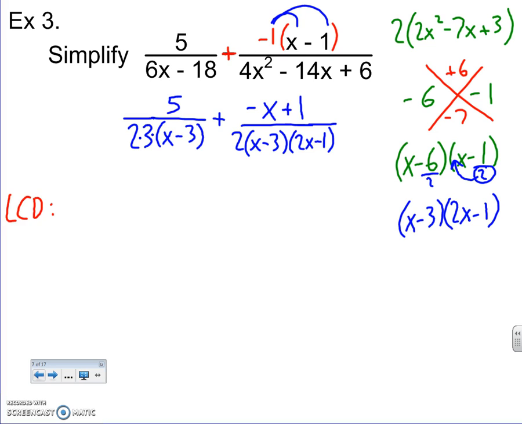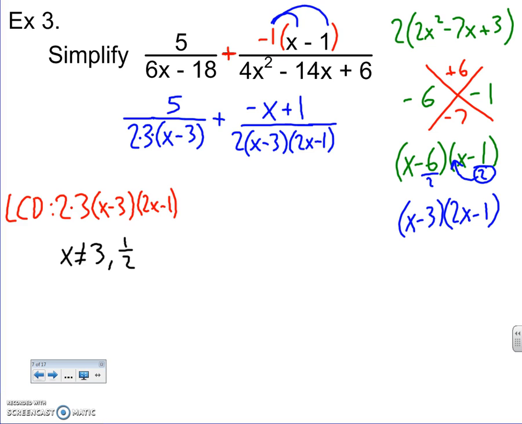So I see a 2 in both of them, so I just need one of them. I see a 3. X minus 3 is a repeat in both, but it just appears once, so I need one of them. And I need 2x minus 1. That's my LCD. Let's do the restrictions now before I forget. Remember, 2 doesn't have a restriction, 3 doesn't have a restriction, but x cannot be right here as well. X can't be positive 3. It can't be positive 1/2.